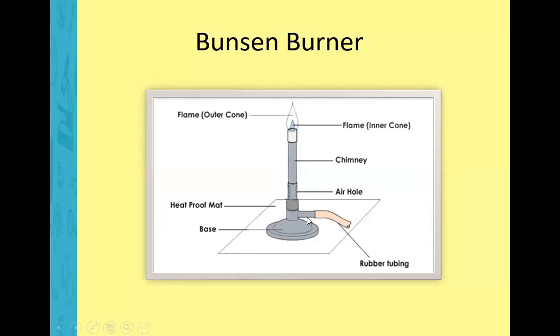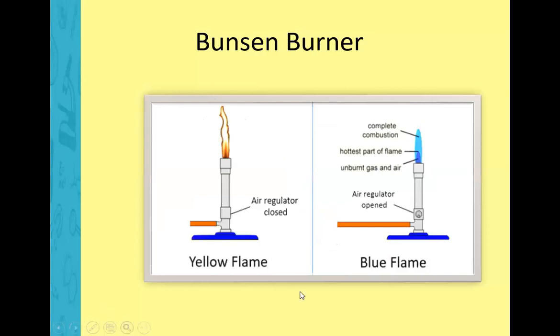Just above the gas tubing is an air hole. It should be kept open when we use it. Then the chimney, this one is the chimney, and the flame. The flame has two parts, the inner cone and the outer cone. Now let's see what they are showing in the next picture. In the next picture, they have shown us two different types of flames, the yellow flame and the blue flame.